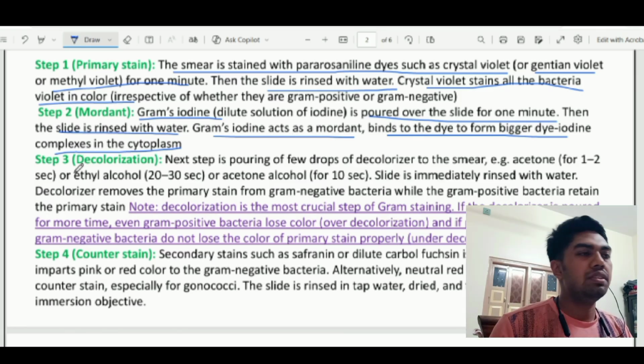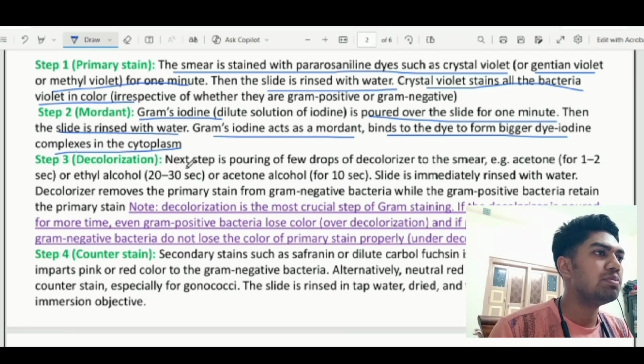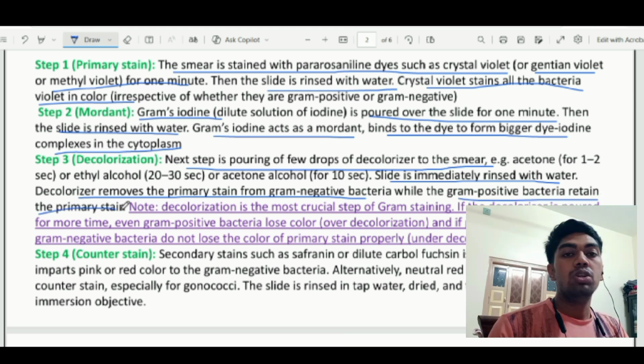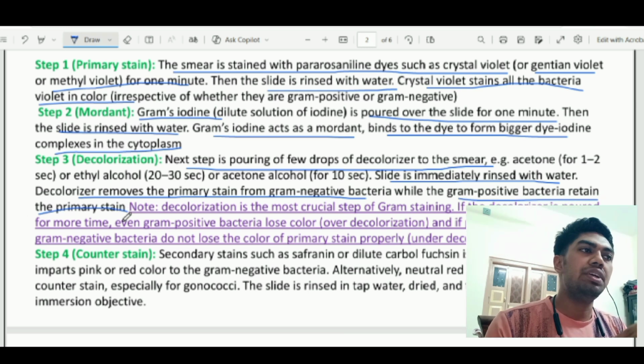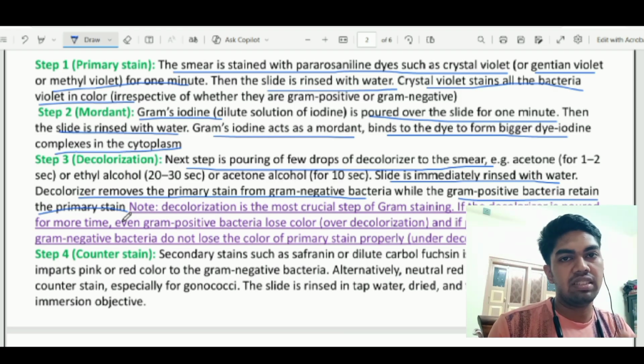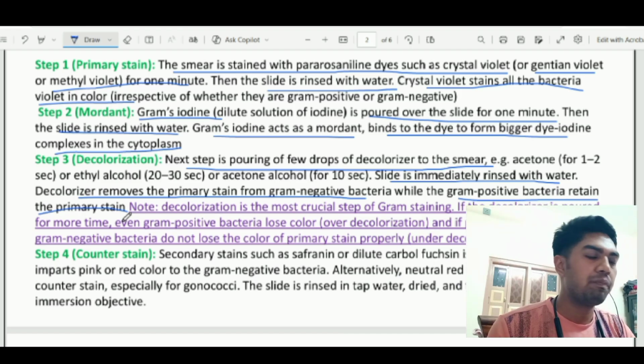Next, the third step is decolorization. In this step, we pour a few drops of decolorizer onto the smear, and the slide is immediately rinsed with water. The decolorizer removes the primary stain from the gram-negative bacteria, while the gram-positive bacteria retain the primary stain. Why this happens, I will explain when I explain the principles of gram stain. For now, just understand that after the decolorizer, gram-negative bacteria will decolorize, and gram-positive bacteria will retain the primary stain color.